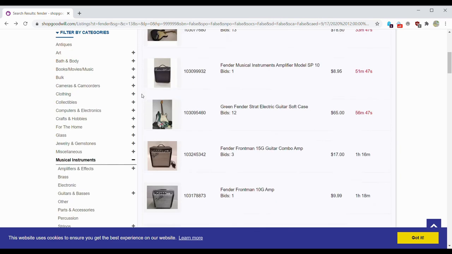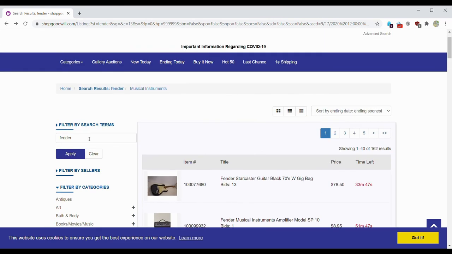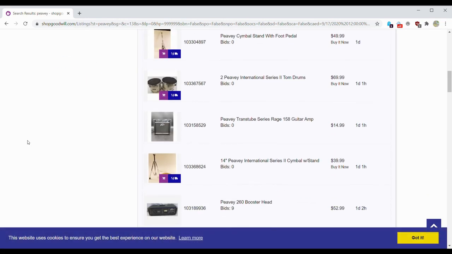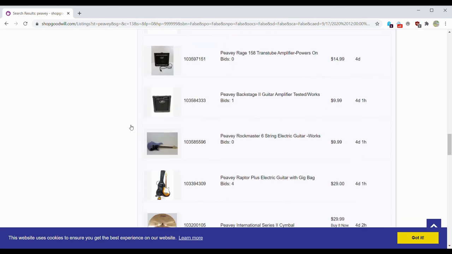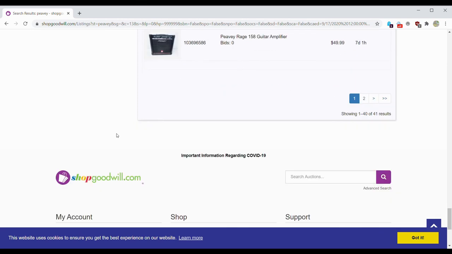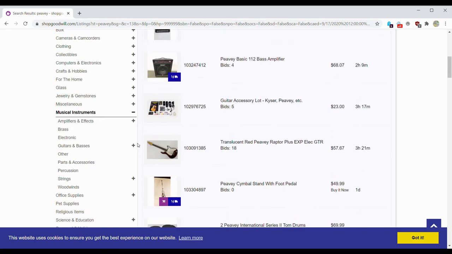But, and also, you know, do the lesser known brands too, like PV. Not a lot of people know about PV. I'm showing you all about PV now, you're welcome. But, you know, there's some cheaper guitars on here, some amps. And whatever you want to search, the sky's the limit.